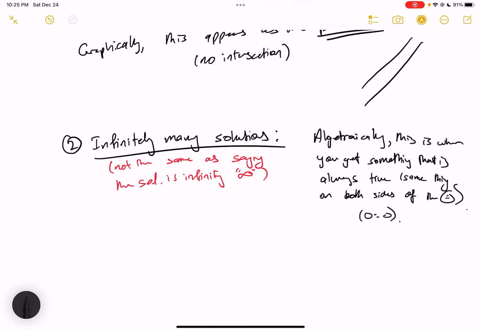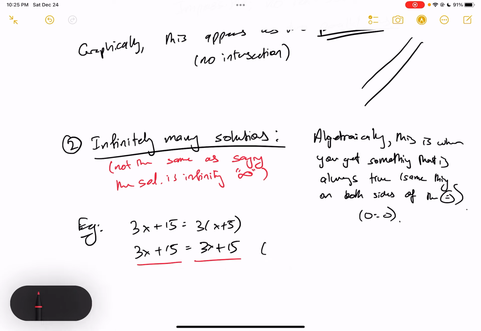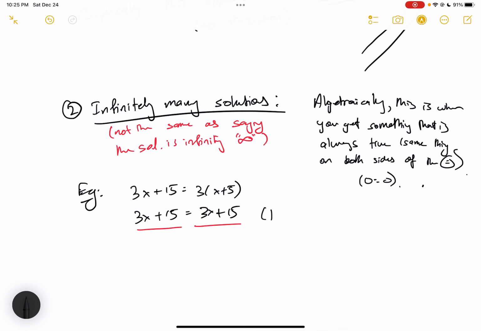Let's take an example right here so we see what we're talking about. So in this case, let's say we have 3x plus 15 equals 3 into x plus 5. Well, let's start off with the distributive property on the right side. We'll get that 3x plus 15 equals 3x plus 15. Here, we already noticed something really peculiar. 3x plus 15 over here, 3x plus 15 over here. That already satisfies our condition.